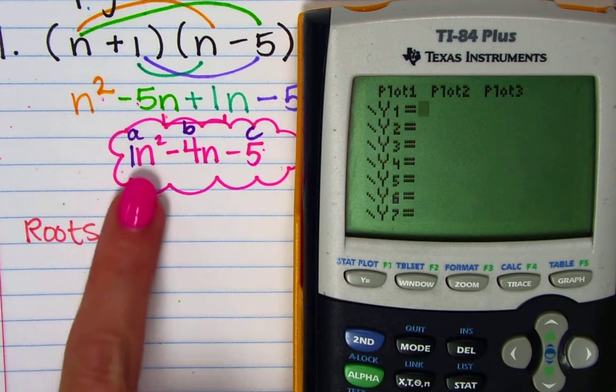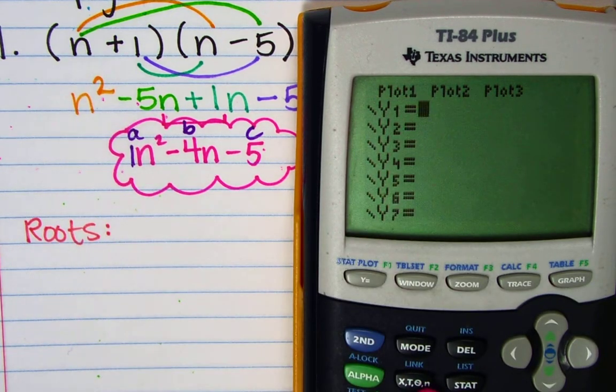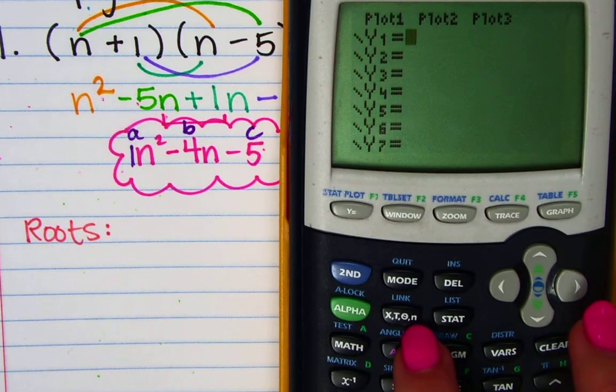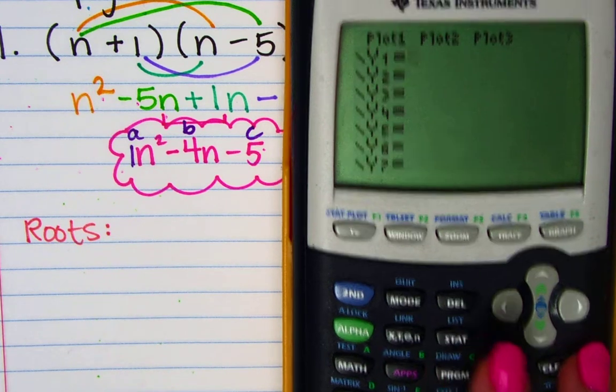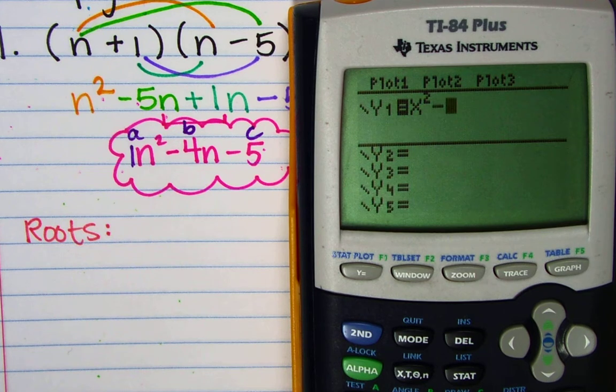I'm going to put this one in y1. Now, I'm not going to use n, even though there is an n on this little button right there, but it shows up as x in the calculator. Okay, I'm going to do x squared minus 4x minus 5.